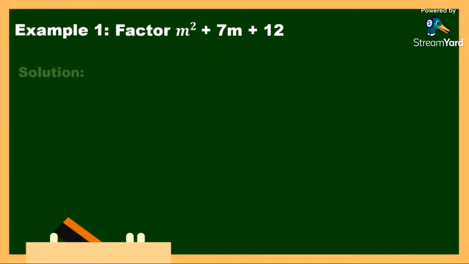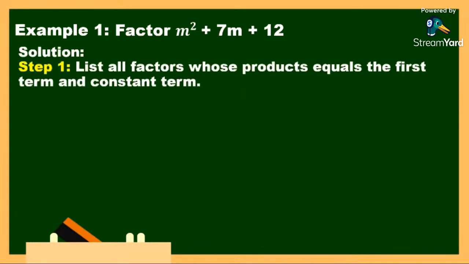So, ang una nating gagawin, we need to list all the factors whose products equals the first term and the constant term. So, a is equal to 1, b equals 7, c equals 12. Saan galing si a? Si a ay ang first term natin, which is m squared. And the numerical coefficient of m is 1. Kaya a is equal to 1.